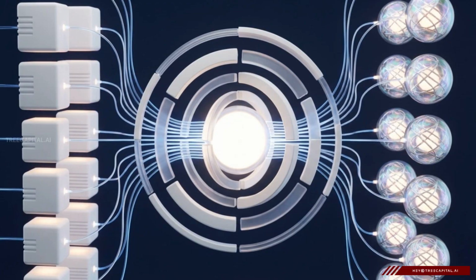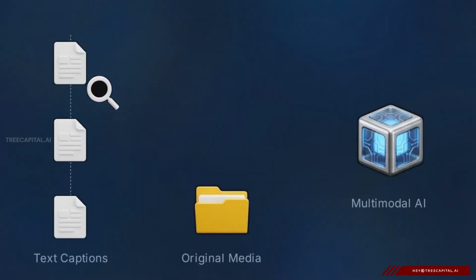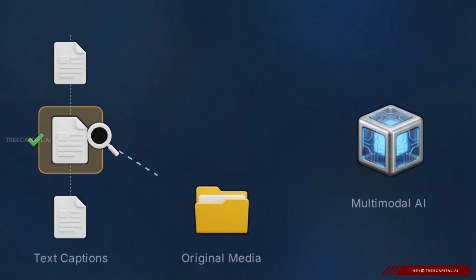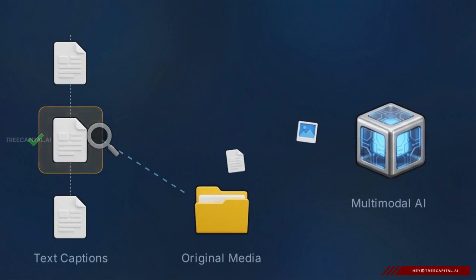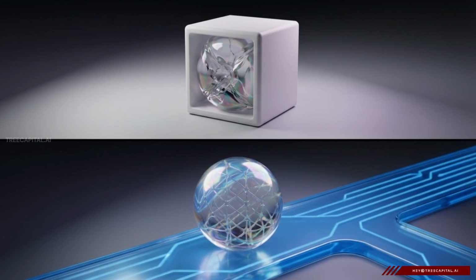To bypass this broken search, developers created hybrid multimodal RAG. This method searches through text captions, but when it finds a match, it retrieves the full resolution image to send alongside the text. Working through a text proxy creates a severe bottleneck. Accurate retrieval requires the architectural capacity to process raw visual data directly.